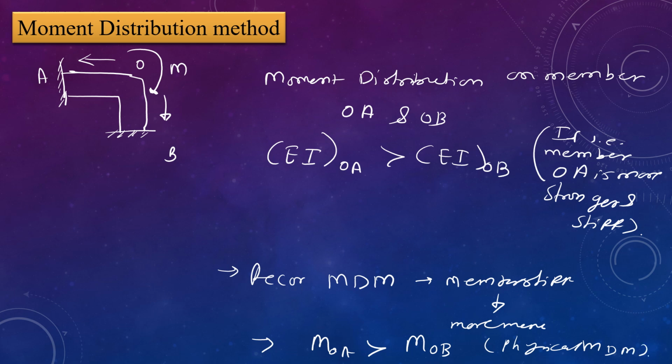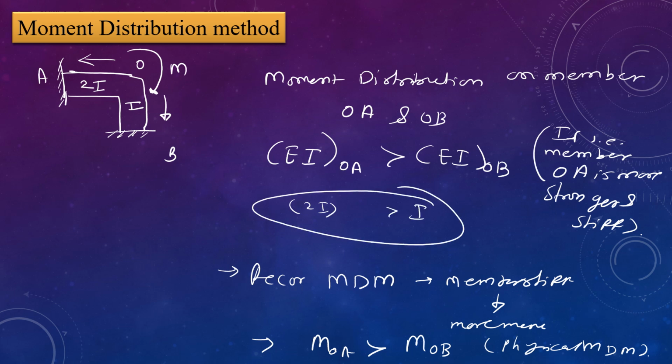If the EI, the flexural rigidity, of any member is larger than the EI of the other, this is an example. If we take the value of I as 2I for OA and I for OB, then 2I is more than I. So the EI of OA is automatically greater than the EI of OB. So the moment in member OA is larger than in OB, as member OA is stiffer and stronger.